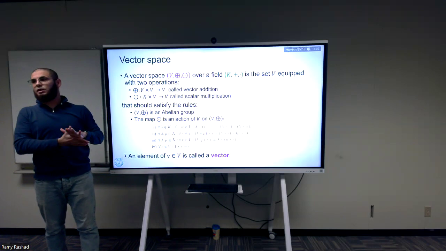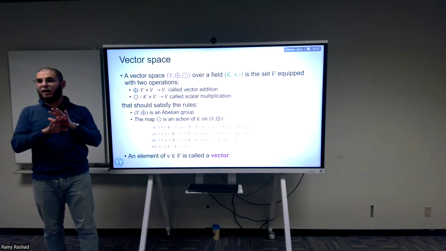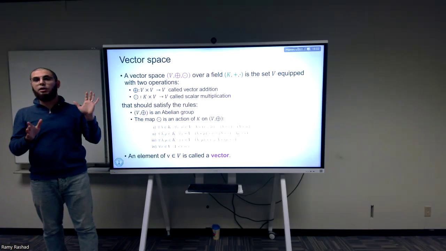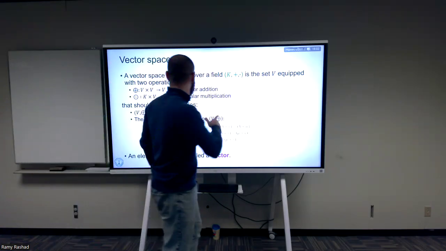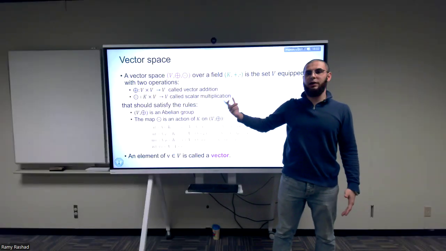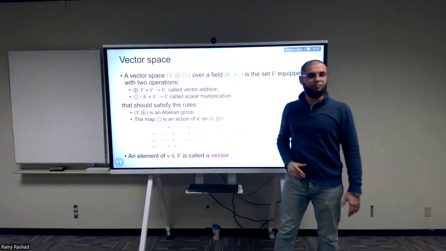Is the abstract definition clear? You don't need to have any examples. You just need to look at the abstract definition. So if I tell you, is V alone a vector space? No, I need to define with it two operations, this one and that one.